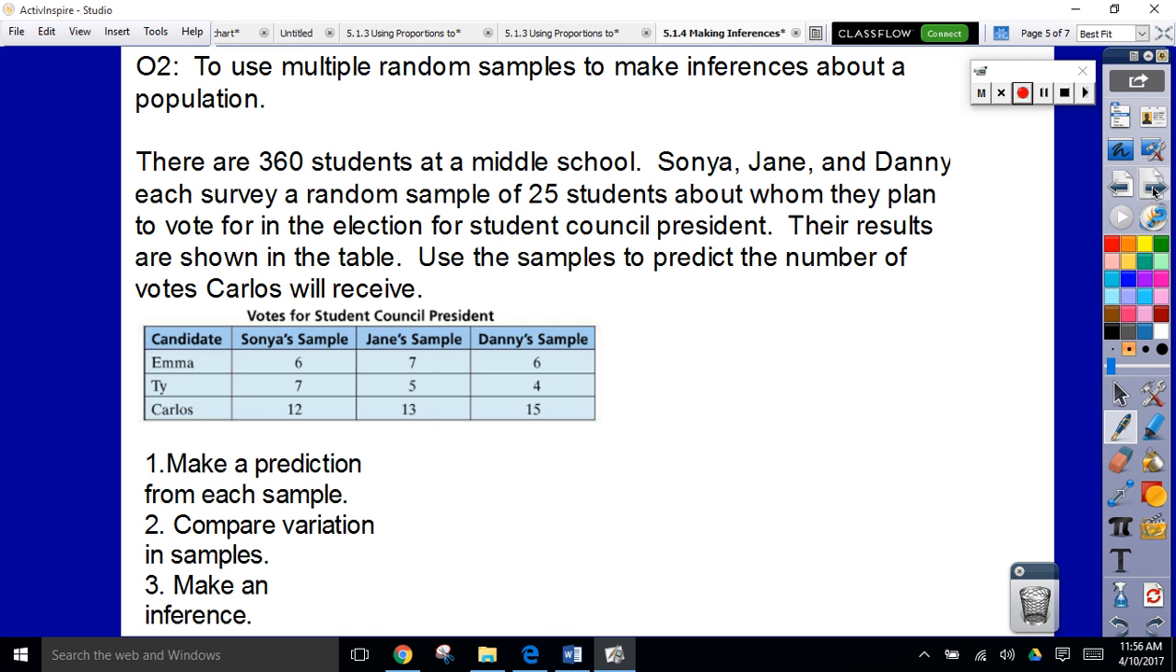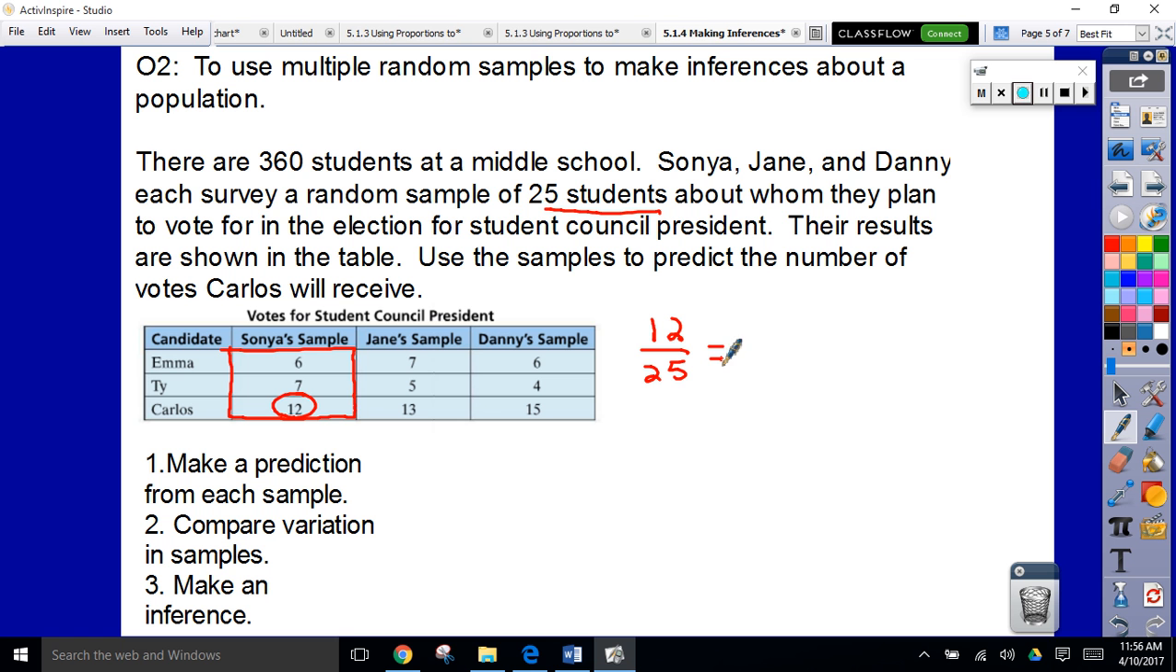Okay. So let's first look at Sonia's sample. So here's Sonia's sample. Sonia says, we're concerned with Carlos here. Sonia says that Carlos is going to get 12 votes. So her sample says that out of the 25 votes that are there, and if we add these three numbers up, we do get 25, and it also tells us that there are 25 in our sample. So her sample says that 12 out of 25 students are going to vote for Carlos.